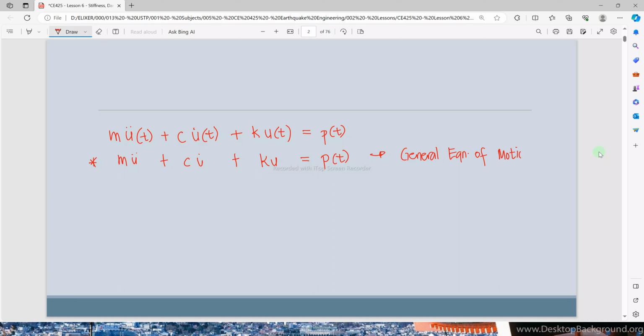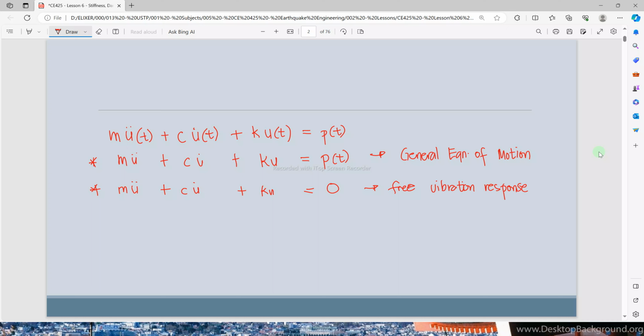Last time, for each condition, we tried to solve this differential equation. Now, we consider the free vibration response. So what is a free vibration response? It is when we set the dynamic force equal to 0. So this is the free vibration response of the system.